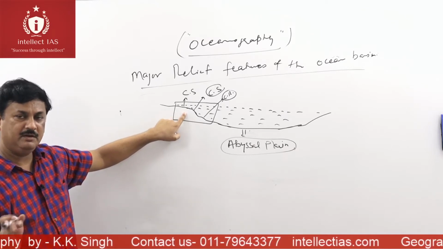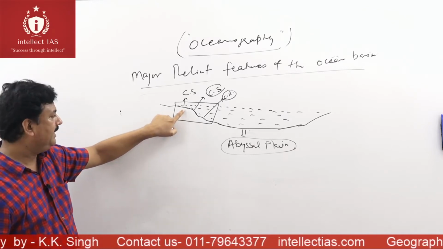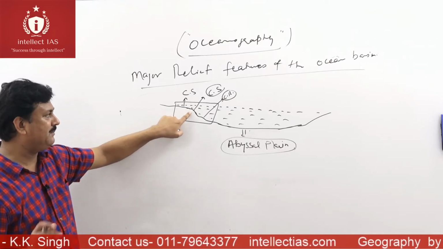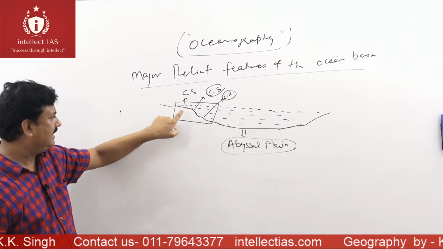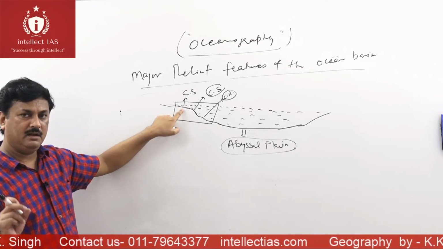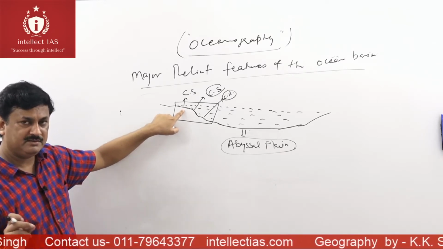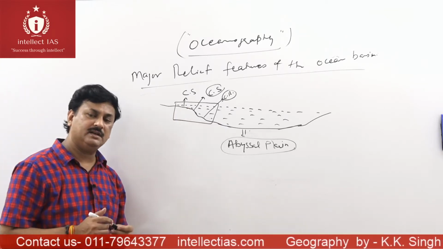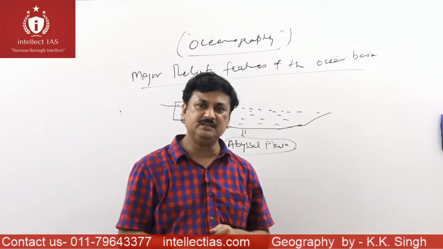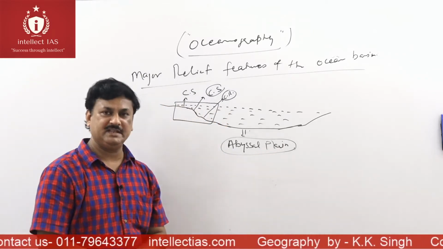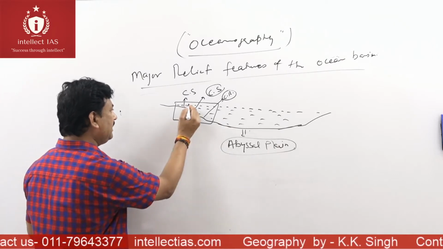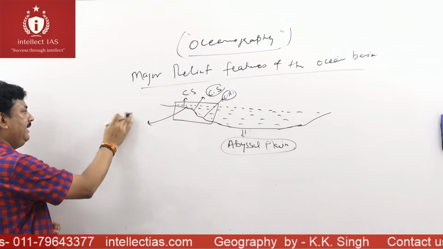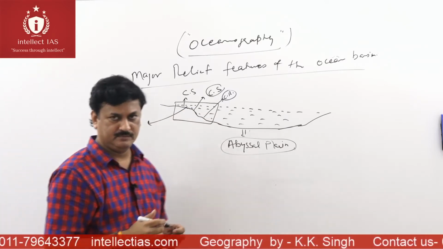Its width depends totally upon the nature of the coastline. It covers 8.6% of the entire oceanic area. The slope here is very gentle, not steep, but at the continental slope the gradient is steep.